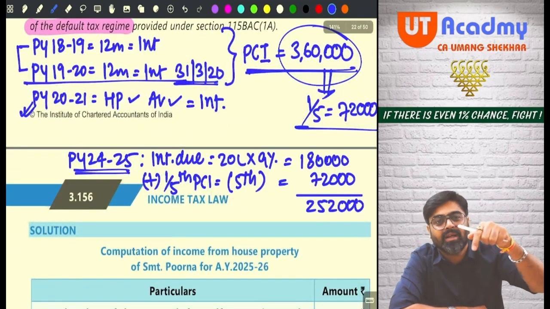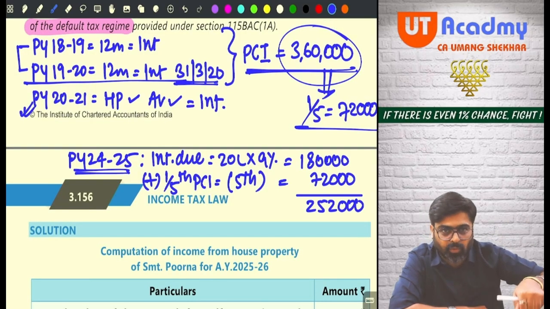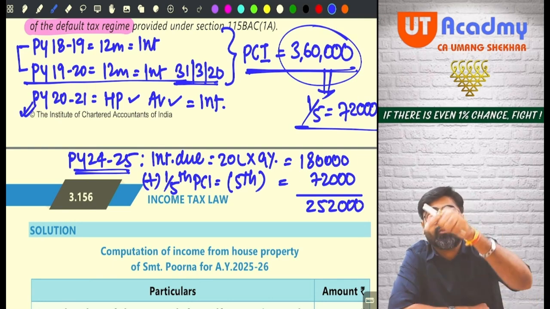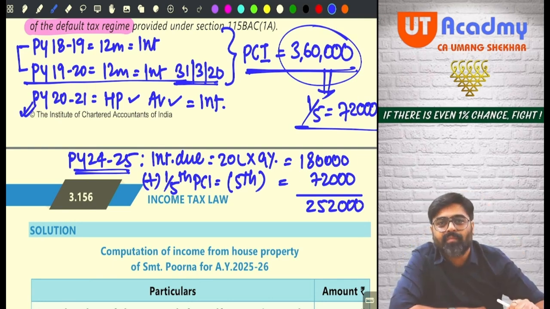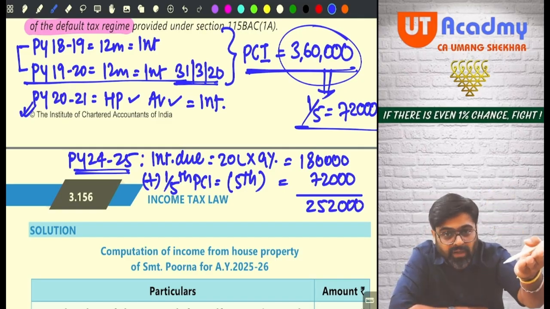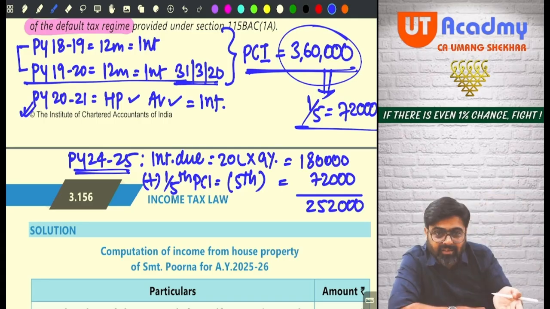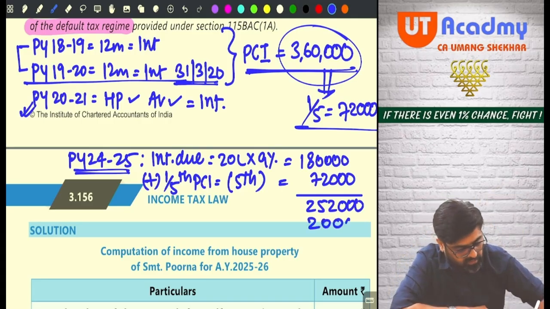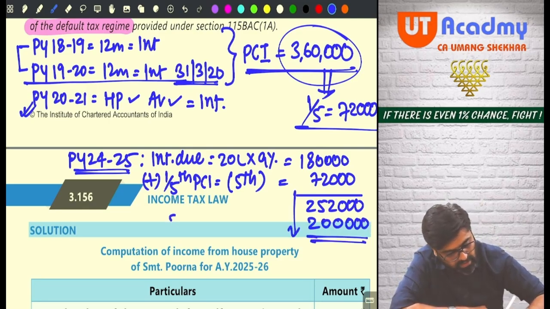2,52,000, and this year this interest is for the loan which you have taken for Purna's SOP, no? So this SOP, there was a housing loan. On that housing loan, this is the interest. This interest will be allowed subject to maximum 2 lakh rupees. This or this, whichever is lower. Tell me how much will be the deduction? 2 lakh.